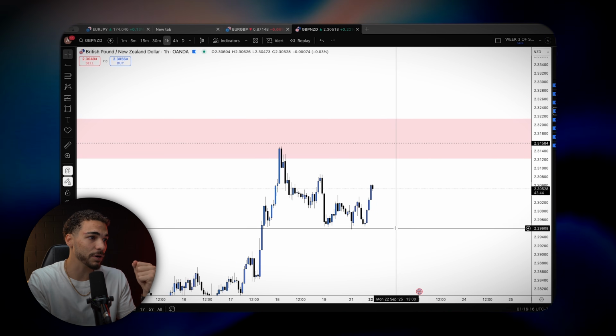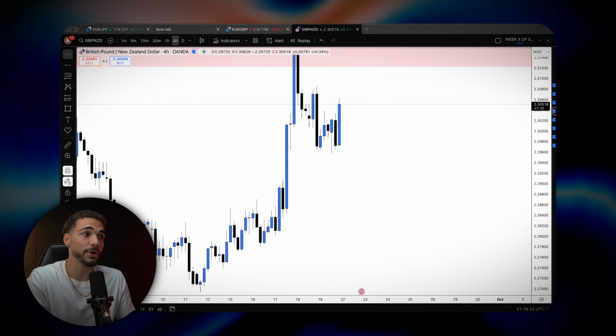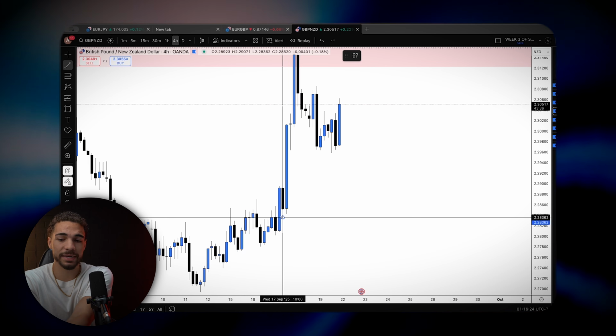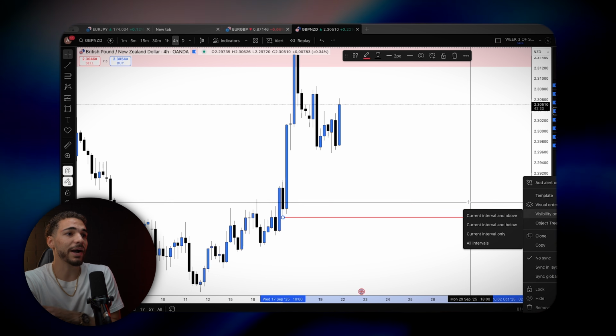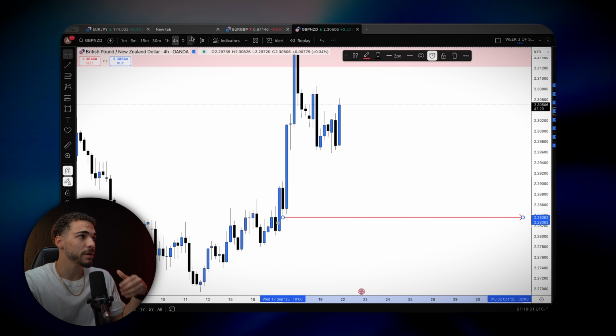So I'm going to set an alert on that level there, and I'm also going to be waiting for a clear break of structure on the 4 hour. And a clear break of structure on the 4 hour isn't going to happen until all the way down here. So now I have alerts set on both of these zones, and I'm just patiently waiting across the week for either one to play out.